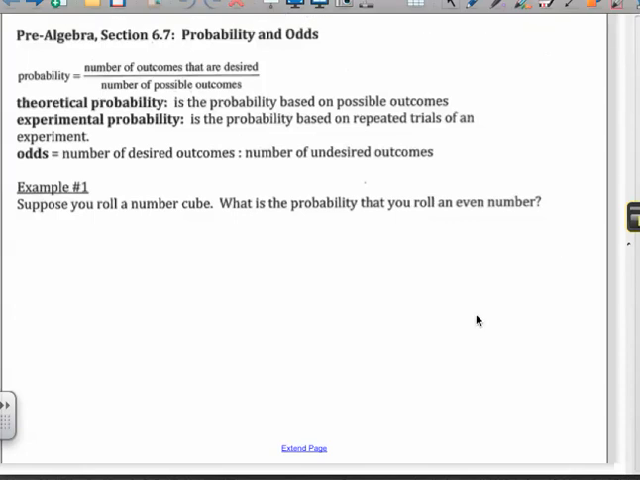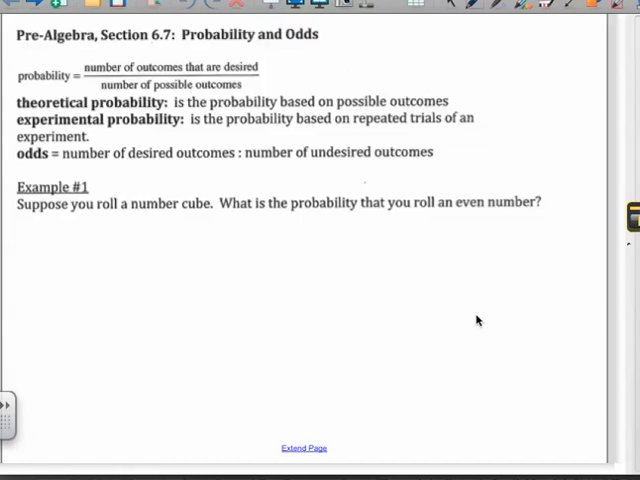Okay, guys, 6.7, it says probability and odds. And those two things are really different ways of writing one thing. I'll explain that to you in just a moment. Okay? But there's a branch of mathematics called probability where math really kind of predicts what's going to happen, given the certain possible outcomes and given the outcomes that we want.